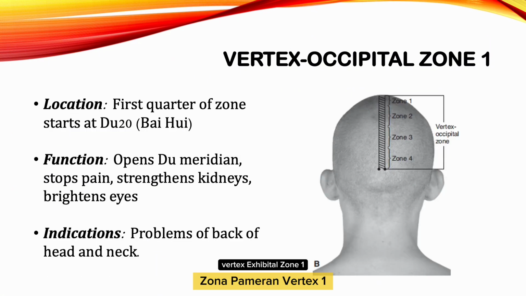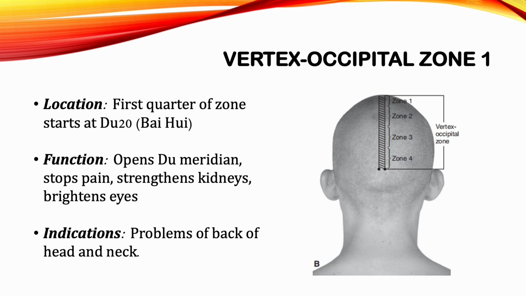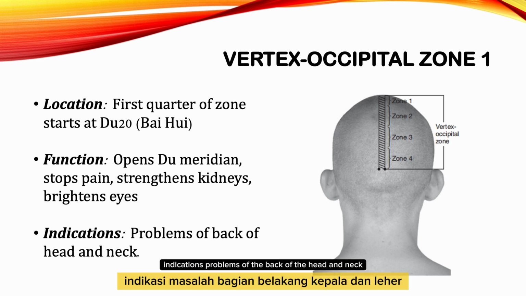Vertex occipital zone 1. The first quarter of the zone starts at Du-20. Opens the Du meridian, stops pain, strengthens the kidneys, and brightens the eyes. Indications: problems of the back of the head and neck.